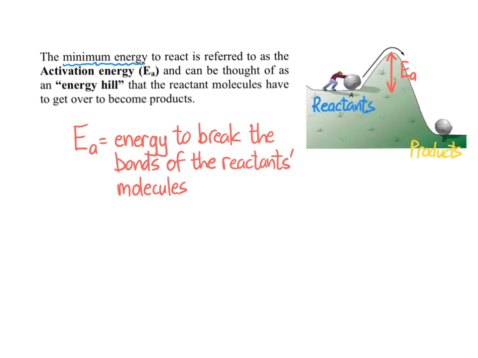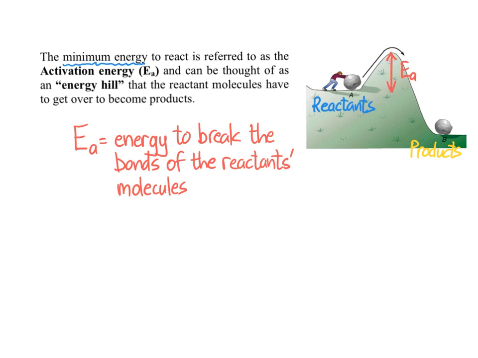Now, when considering the energy changes within a chemical reaction, we can think of it as if the reactants would need to be moved over an energy hill. So if we look at the reactants as if they were a big boulder and that they would need to be moved over an energy hill in order to become products, then the minimum energy required to react would be the height of this energy hill.